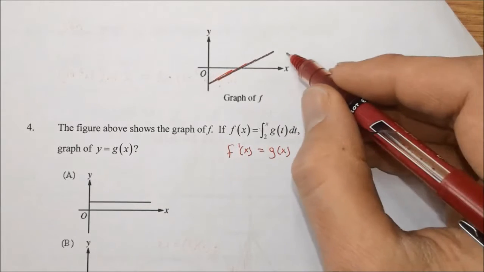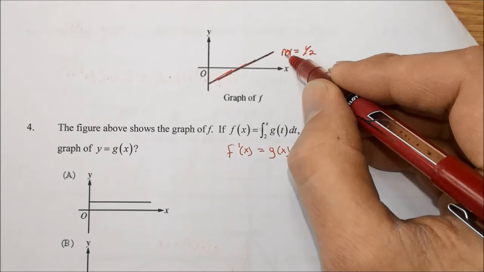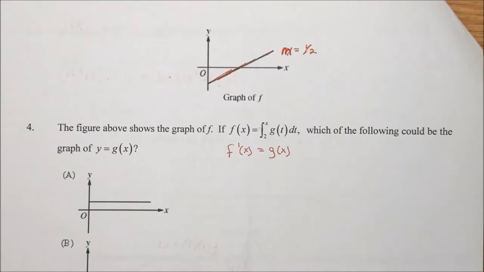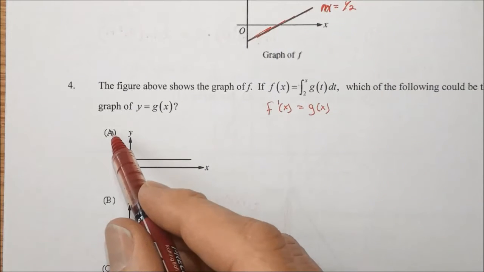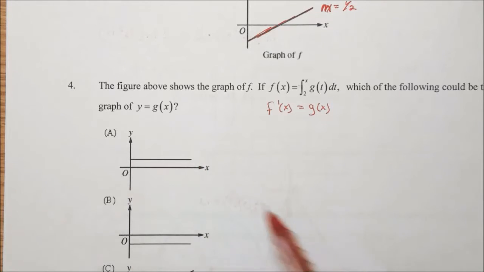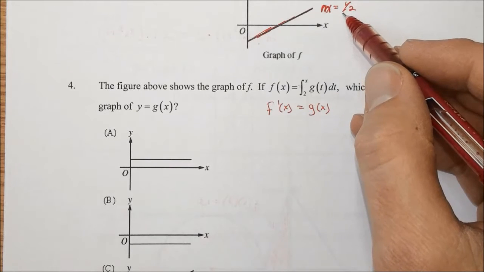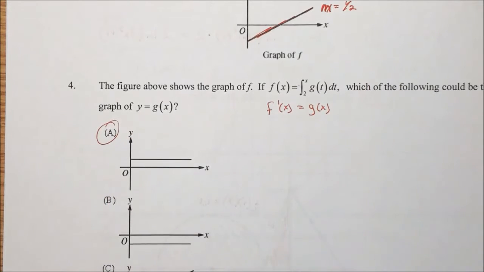Well, let's just say that the slope is 1/2. Alright, m is equal to 1/2. So we need a graph which is always 1/2. Alright, so now we look at our choices. And right away, with option A, we see a graph, and it's a line which is always some positive units up. Well, we know that slope of f is always positive. That's our answer.